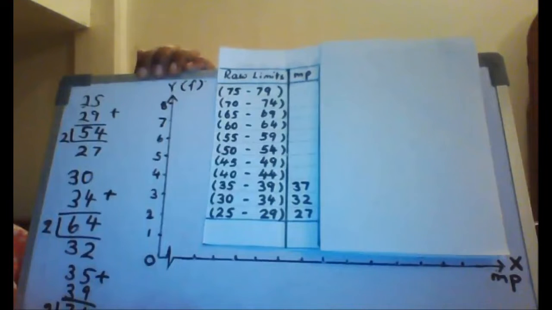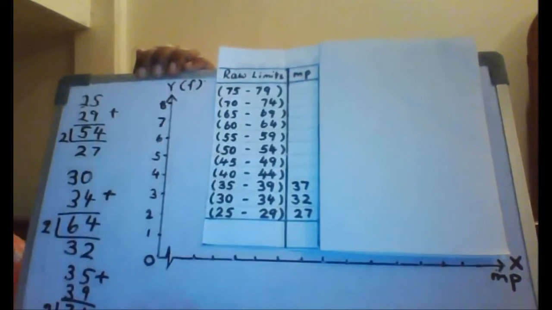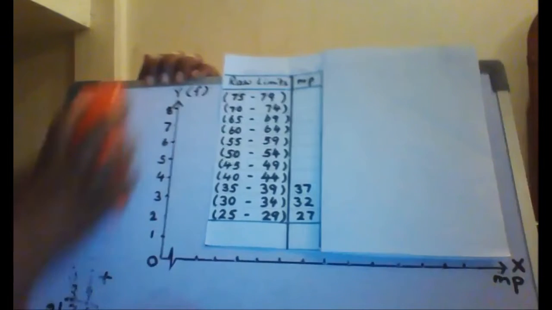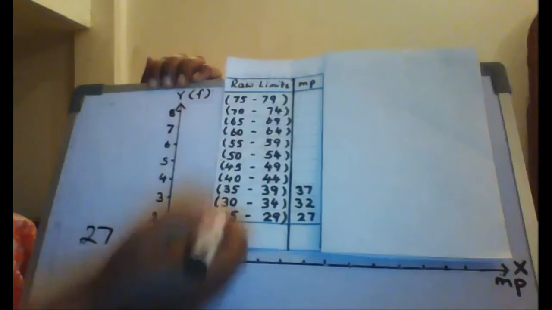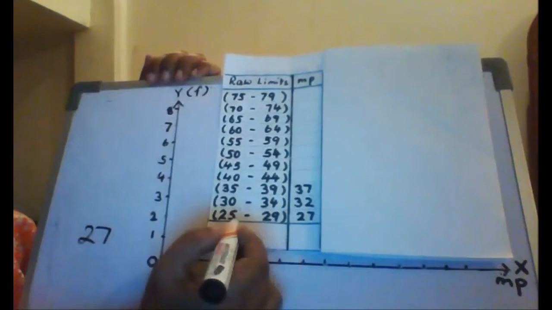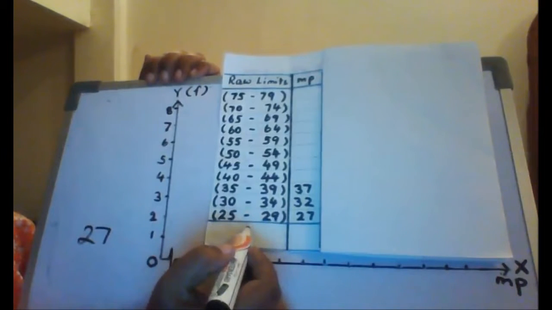But there's one easy method. What is that? First get the midpoint of one class. We'll say this one, you get the answer as 27. You put it here, 27. Now, can you remember how you built up these classes, this side and this side? You put 29 here and then 29. What's the class size here? It's 5. 29 minus 25, that is 4, plus 1, 5.